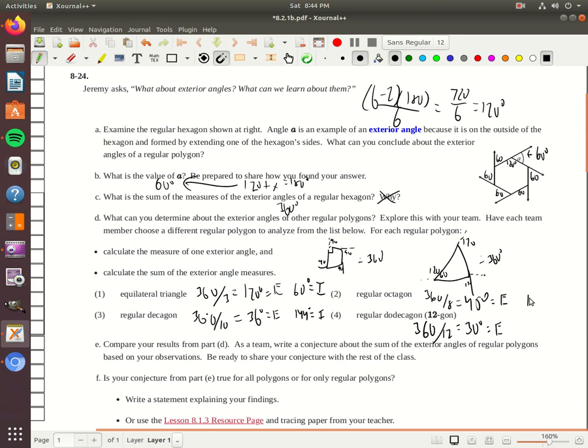Here, my interior angle is going to be 135 because they add up to 180. Here, my interior angle is going to be 150 because that adds up to 180. So that's a way better shortcut than doing it the long way.